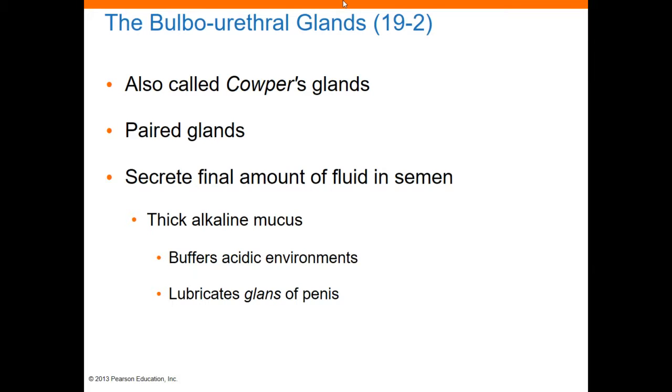And then the bulbourethral, or the Cowper's glands, they secrete that final amount. Again, it's usually between 1 and 10%. It's a tiny amount that they contribute, but it's mostly mucus. And again, it is alkaline or basic, which helps to neutralize the acidic environment of the vagina and helps to lubricate the glans or the tip of the penis.